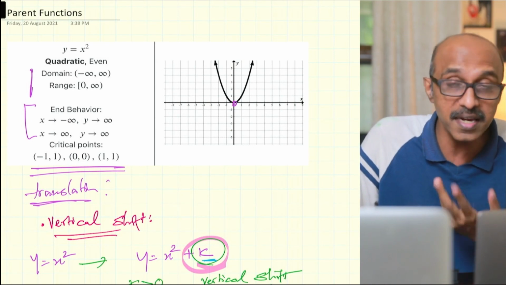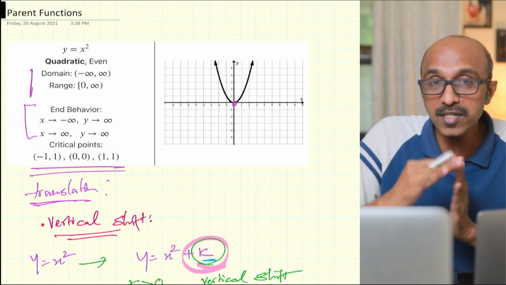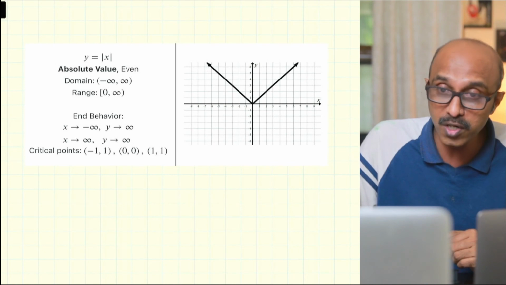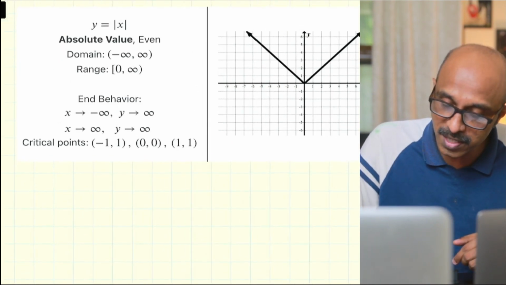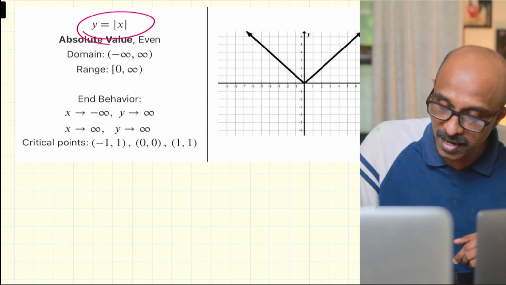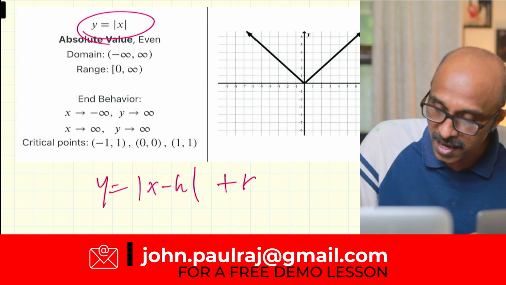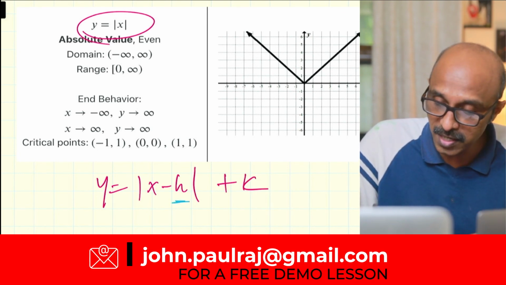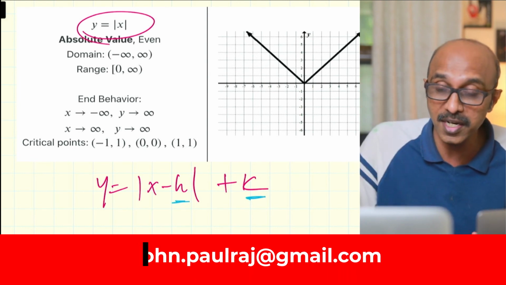You could have used any other function to do this kind of an experiment to find out what the vertical translation and the horizontal translation are. Let's say, for instance, you want to do something with the absolute value function. The absolute value function y equals the absolute value of x, and you could use the same idea of x minus h plus k, and it's going to have the same effect. That's again a translation, h giving you the translation horizontally and k giving you the translation vertically.